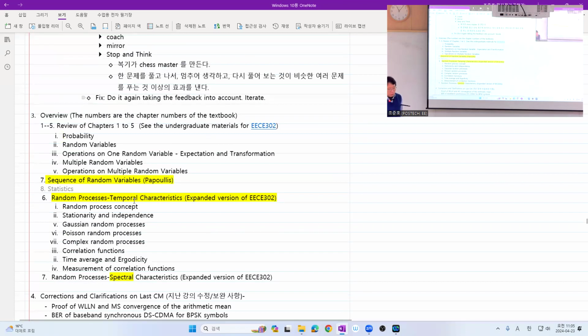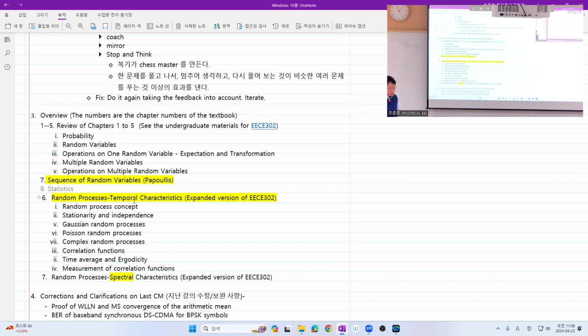So here goes the overview. I've expanded this section. We covered chapters 1 through 5 of Peebles' textbook, also augmented with graduate level materials. And then we are covering chapter 7 of the Papoulis textbook. And then we are going to move to chapter 6 of Peebles, expanded a lot. I've changed the order of the sections a little bit.